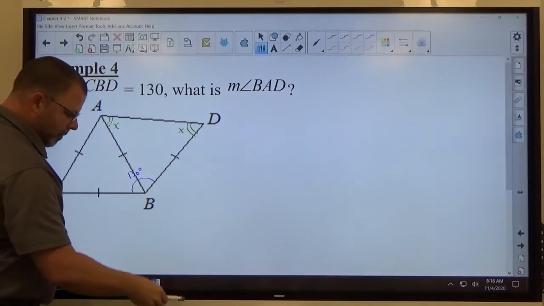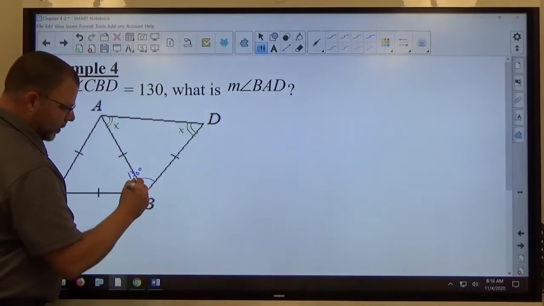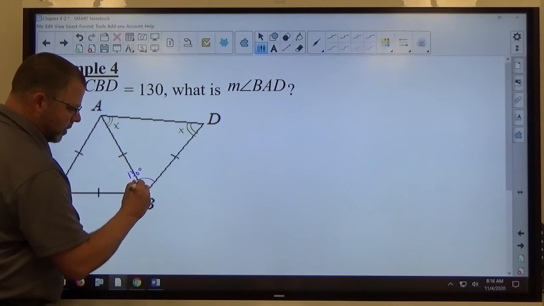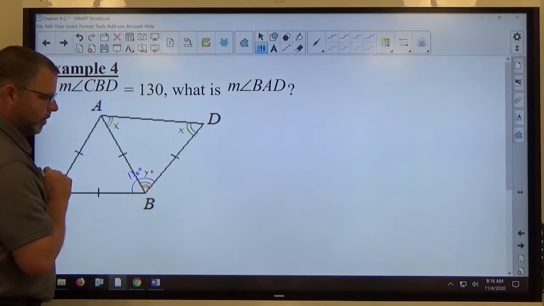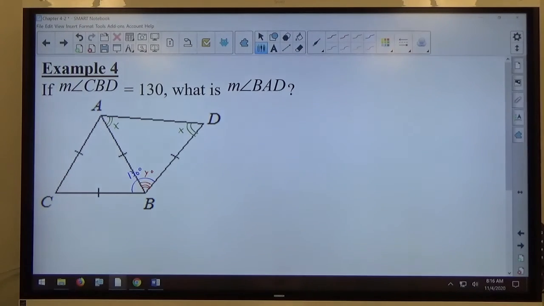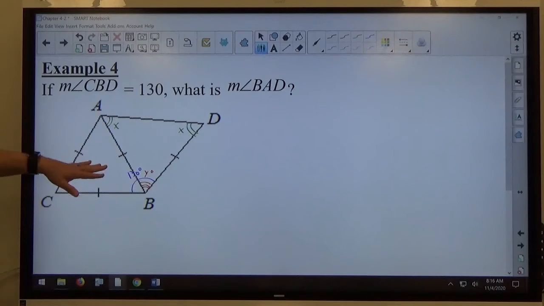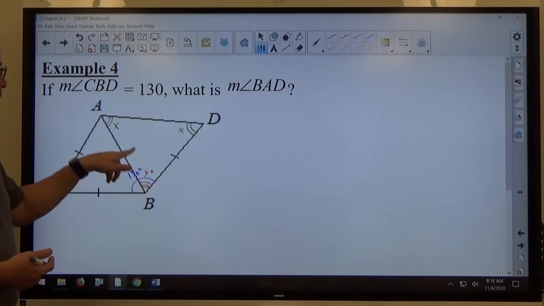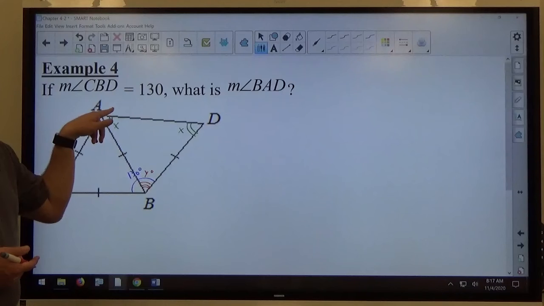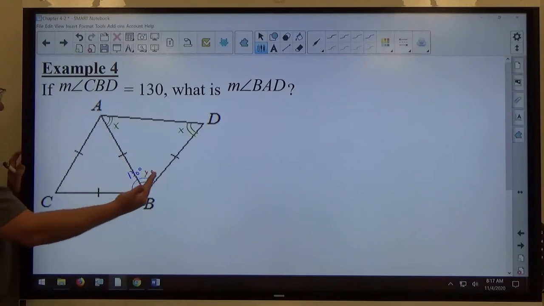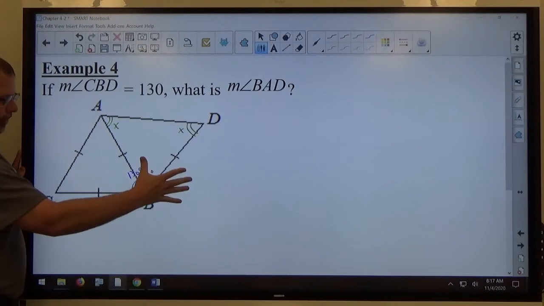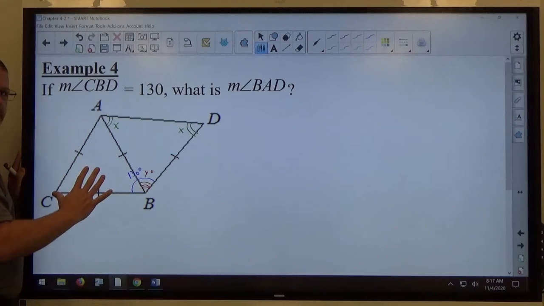All right. The angle right here, I'm going to call this Y, because there's no property saying that it has to be some specific measure in an isosceles triangle. That can be anything it wants to be. It does not have to be the same as these two up here. All right. So that's everything I know about triangle BAD. I got this angle 130 here going over to this other triangle.